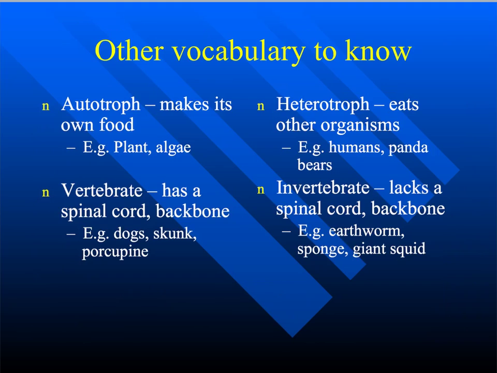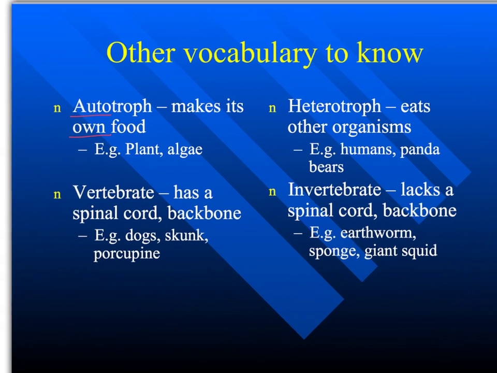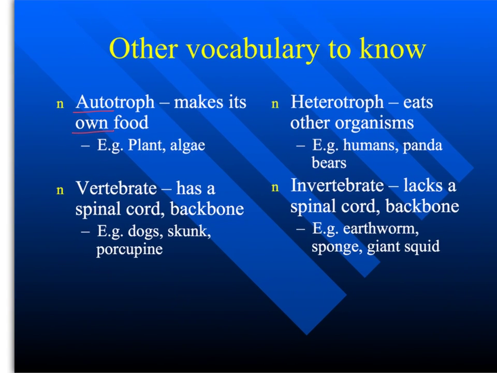Here's some other vocabulary you'd want to know for the life lab. Autotroph is something that makes its own food. Remember, metabolism is a characteristic of a living thing. Auto, think of an automobile, means it does something on its own. Auto is the root for own. What's the opposite of an autotroph? It's a heterotroph. So heterotrophs are different in that they eat other organisms. Emphasis here on other. If you're a heterosexual, you like the other sex. So heterotrophs are organisms that eat other things. For example, humans and panda bears.